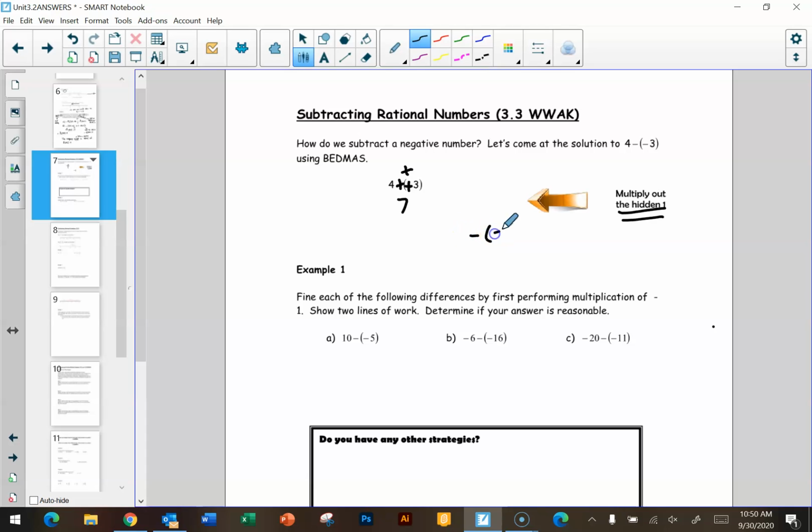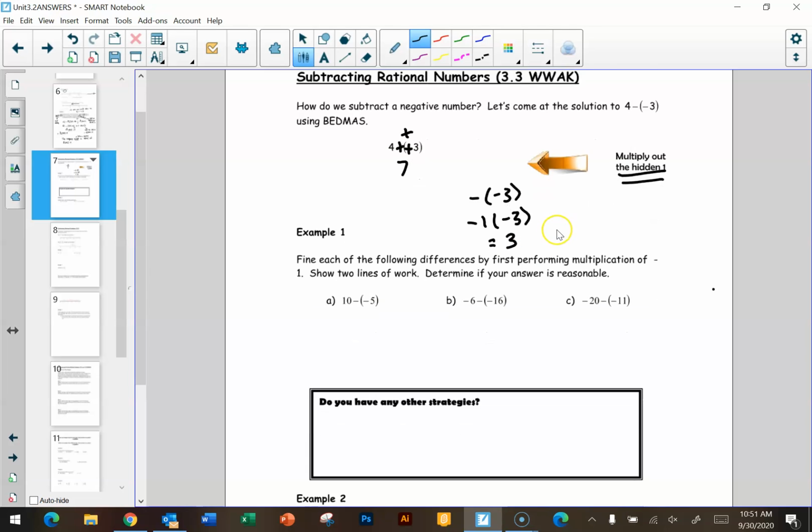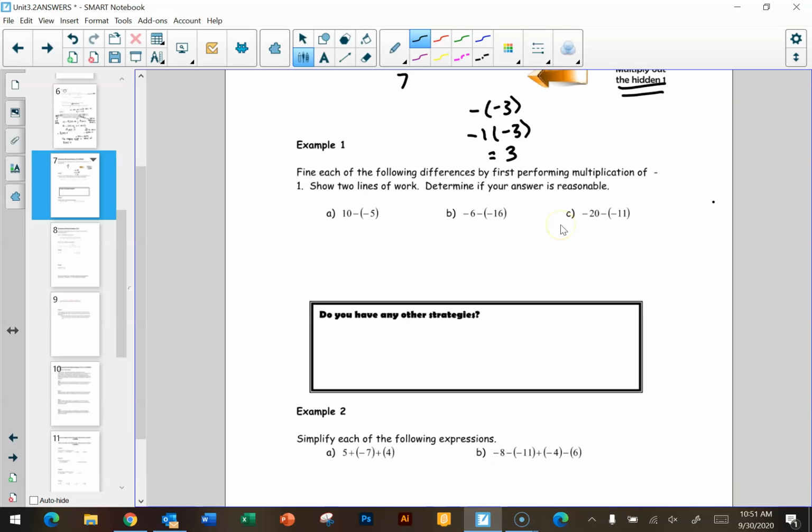So what we're really doing is we're multiplying out the negative 1, because if we look at a negative 3, we don't even need another number here. This is really the same as negative 1 times negative 3. And we know negative 1 times a negative is going to be a positive. So it's really just turning it into a positive 3, which is what we did over here. A negative 3 just turns into a positive 3. So it became 4 plus 3. So that's what we should be thinking in our head. But in reality, when you see a negative bracket negative, you just do that right away. And after a while, you won't even think about it.